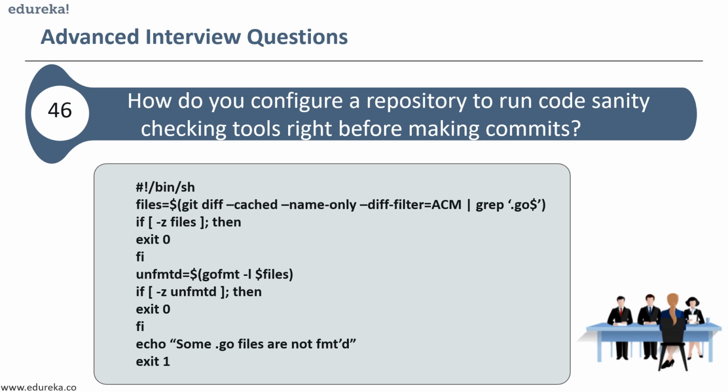The purpose of the script is that it checks to see if any .go file that is about to be committed needs to be passed through the standard Go source code formatting tool. By exiting with a non-zero status, the script effectively prevents the commit from being applied to the repository.